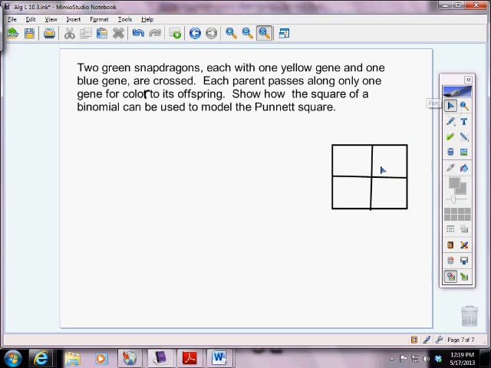Basically what's happening, remember from your science class, is that one parent is giving a yellow and a blue gene. So they're going to give a yellow and a blue gene. And the other parent is also giving a yellow and a blue gene.